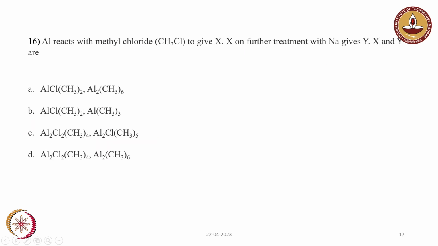Next question is: aluminum reacts with methyl chloride CH3Cl to give X, and X on further treatment with sodium gives Y. X and Y are: option A, AlCl(CH3)2 and Al2(CH3)6. Option B is AlCl(CH3)2 and Al(CH3)3. Option C is Al2Cl2(CH3)4 and Al2Cl(CH3)5. And option D is Al2Cl2(CH3)4 and Al2(CH3)6. So this is a commercial method of synthesizing Al2Me6.